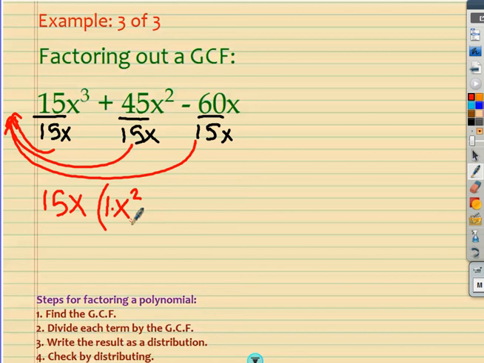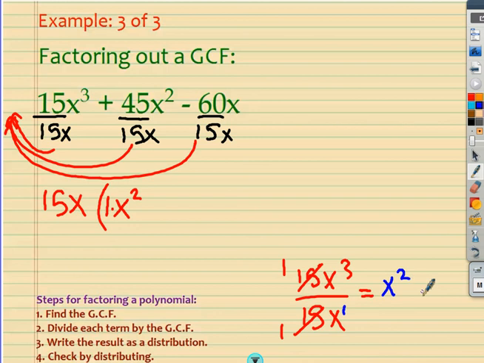Here's a quick reminder. If we were to remember the exponent unit, we had 15x cubed divided by 15x. We know that these could simplify, and for the exponents you would subtract the exponents one from another during division. So 3 minus 1 is 2, so we know the result will be x to the second power. That's how I got my x to the second power here.